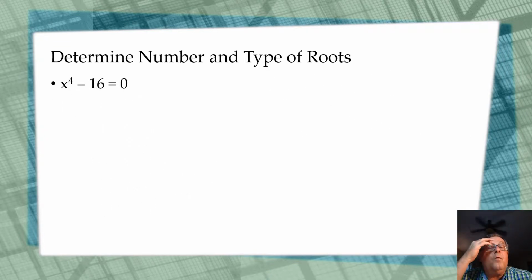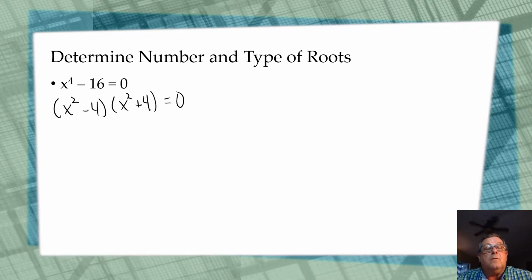Okay, x to the 4th minus 16. Well, when I think about that, I see 16. The square root of 16 is 4. The square root of x to the 4th would be x squared. So I really have a difference of squares, don't I? Which we know should factor this way: x squared minus 4 times x squared plus 4, and that equals 0. So we factored the difference of squares.